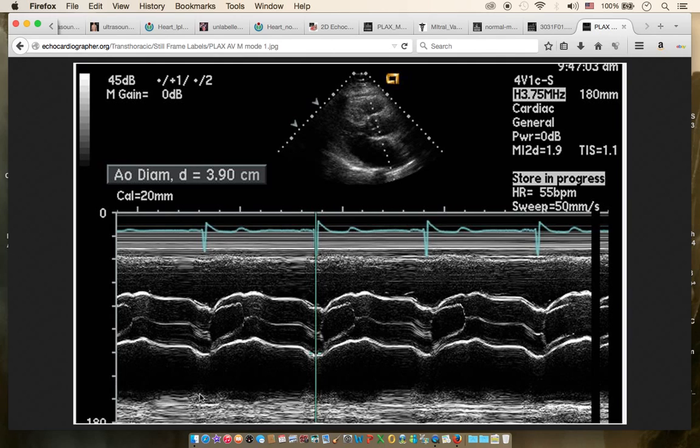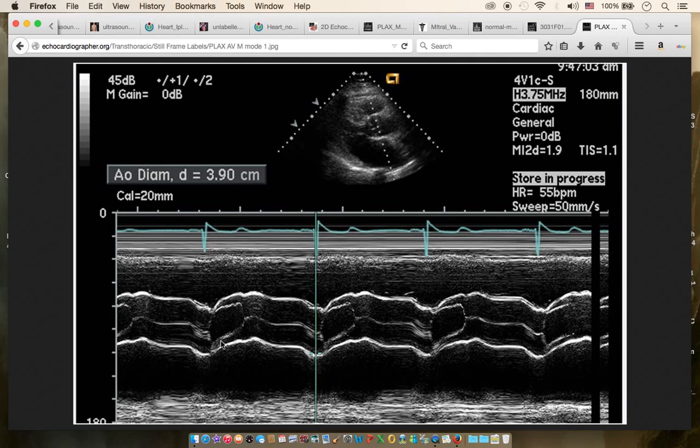Now it's very easy to know. So this is the right ventricle wall. Sorry, this is the right atrial wall, and this is, as I say, the left ventricle. Okay, this is the left atrial wall. Okay, this is the right atrial, and this is the left atrial wall. And if you see here, this is the aortic valve.